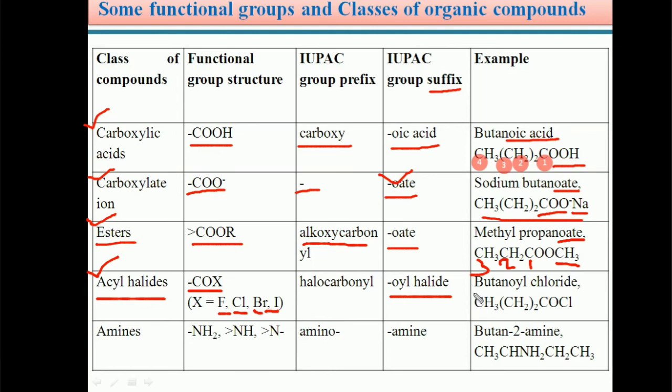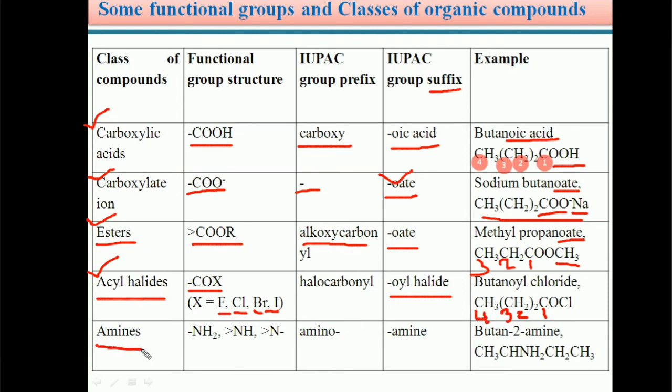For example, students, here I take butanoyl chloride. In butanoyl chloride, there are 4 carbon atoms with direct bonding, and it has a COCl group. Therefore, its name has oyl chloride, and the IUPAC name of this compound is butanoyl chloride. Because it has 4 carbon atoms, 1, 2, 3 and 4, butanoyl chloride.